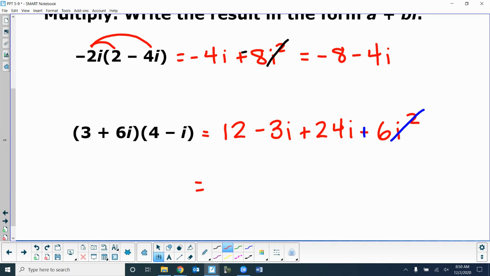21i plus 8. Yeah, but let's put the 18 where? In the front. So we have it in the proper order. Real part in the front, imaginary part in the back.